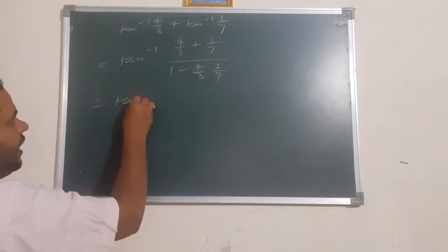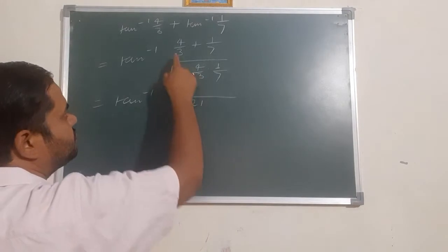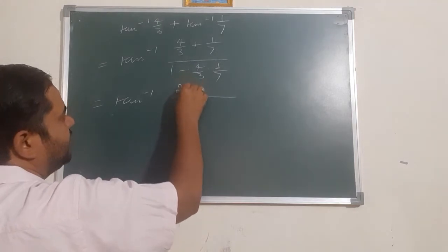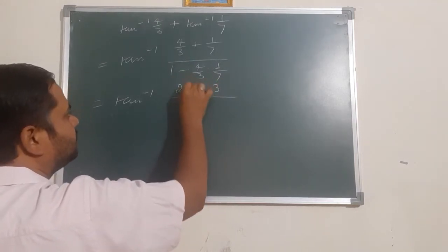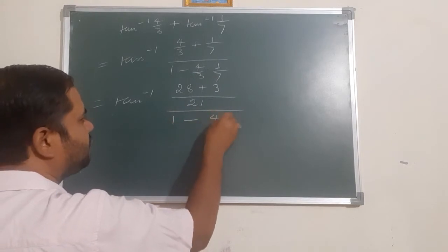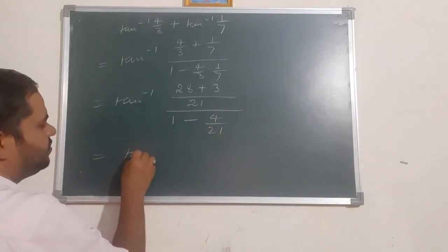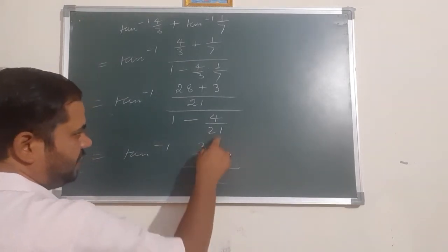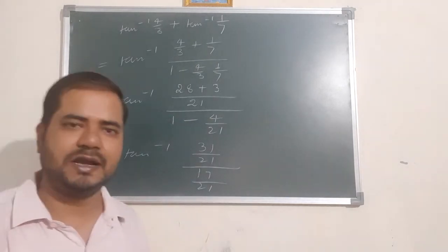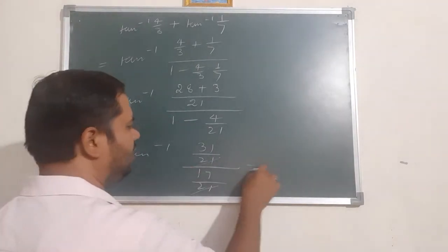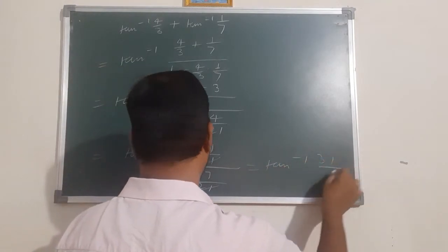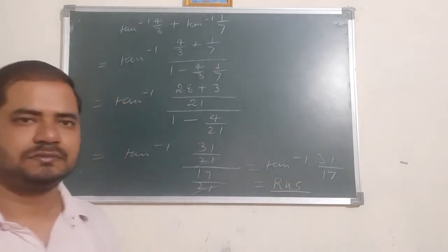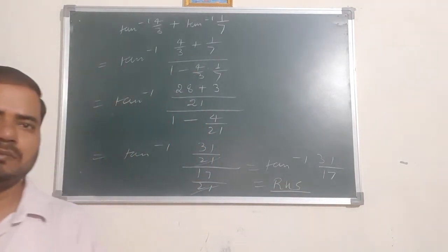And this becomes tan inverse of, this is 21, 3 7s are 21, 7 4s are 28 plus 3, divided by 1 minus 4 upon 21. So this becomes tan inverse of 31 upon 21 over 17 upon 21. If you solve this one, 21 minus 4 is 17 upon 21. This cancels out and this becomes tan inverse of 31 upon 17, and this is your RHS. Okay, so please note it down.